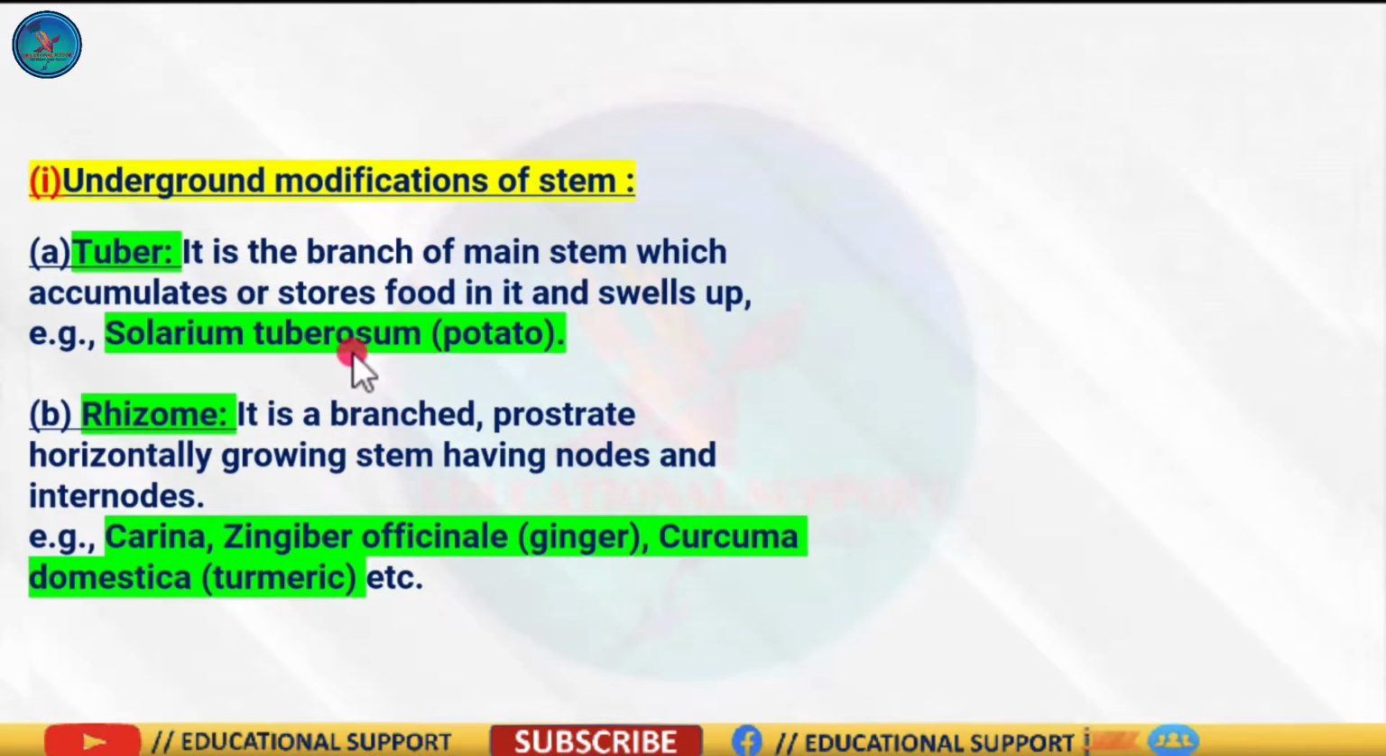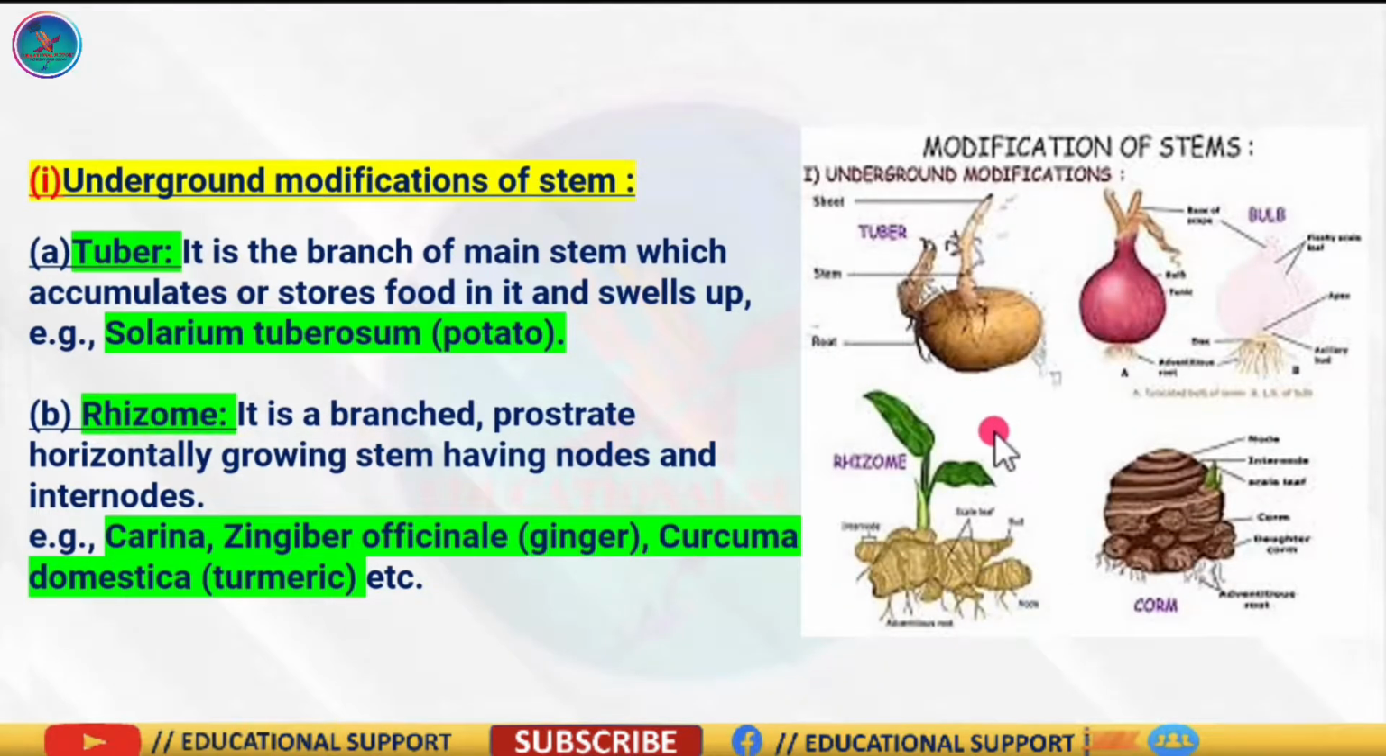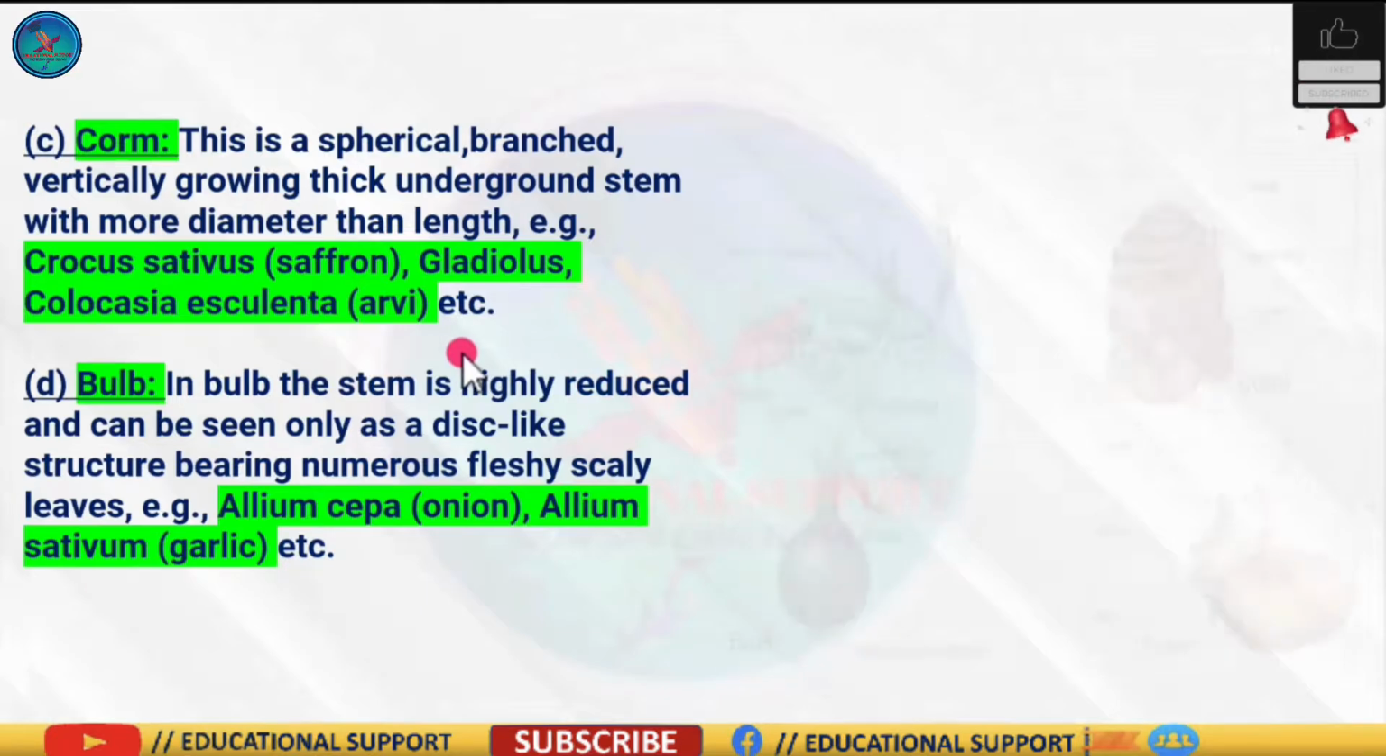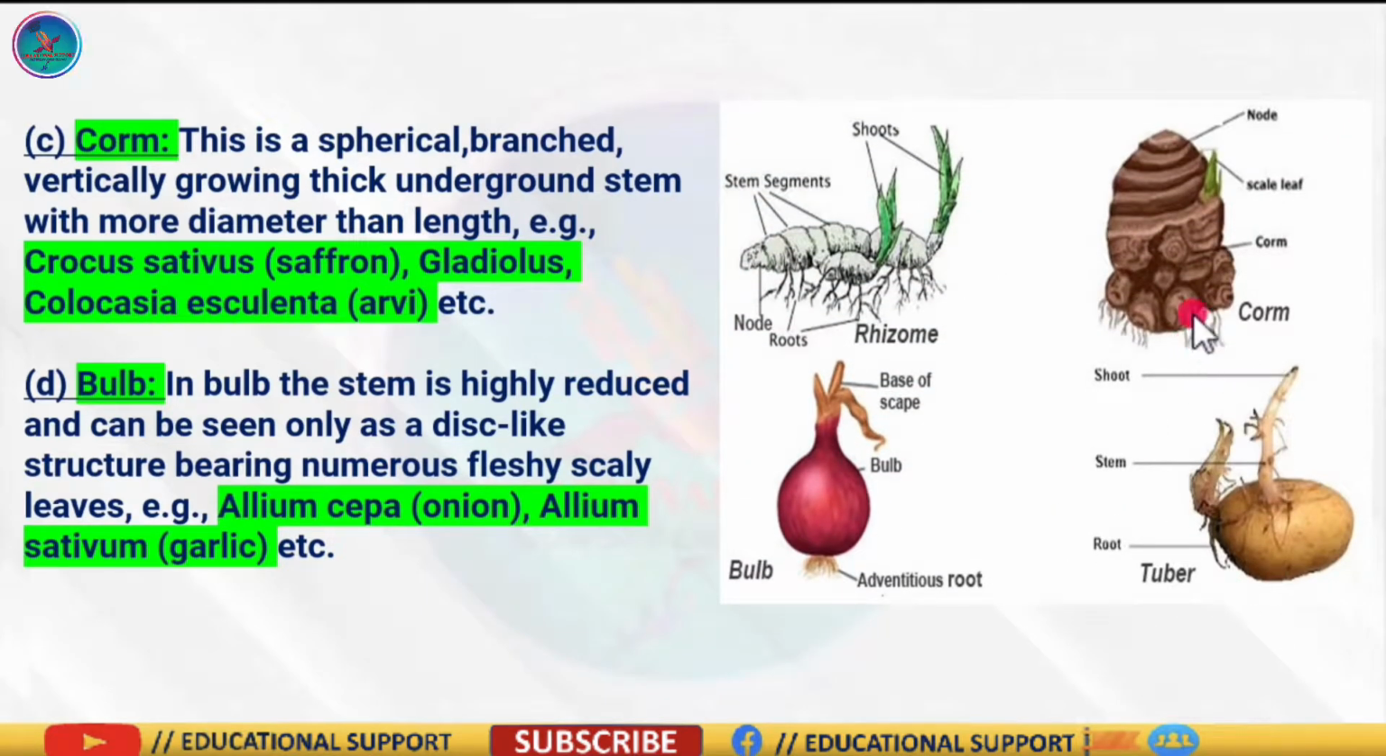Tuber: it is the branch of the main stem which accumulates or stores food and swells up. For example, potato. Rhizome: it is a branched, prostrate, horizontally growing stem having nodes and internodes. For example, canna, ginger, turmeric, etc. Next is corm. This is a spherical, unbranched, vertically growing thick underground stem with more diameter than length. For example, saffron, etc.